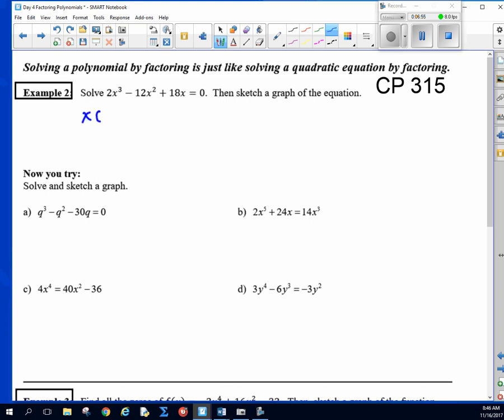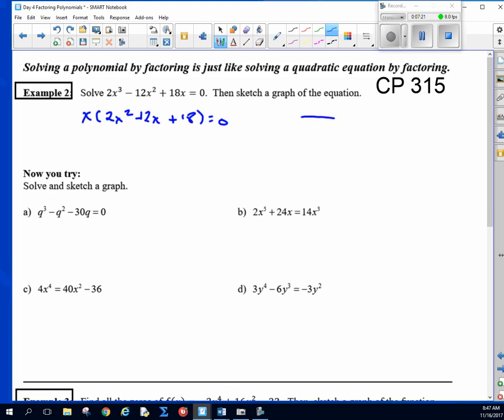So I'm going to get x, and this becomes 2x squared. Pause and get out page 315 if you haven't. Divide this by x, I get negative 12x. Divide this by x is plus 18 is equal to 0. I factored out an x. It needs to stay there. I have 2x squared minus 12x plus 18.